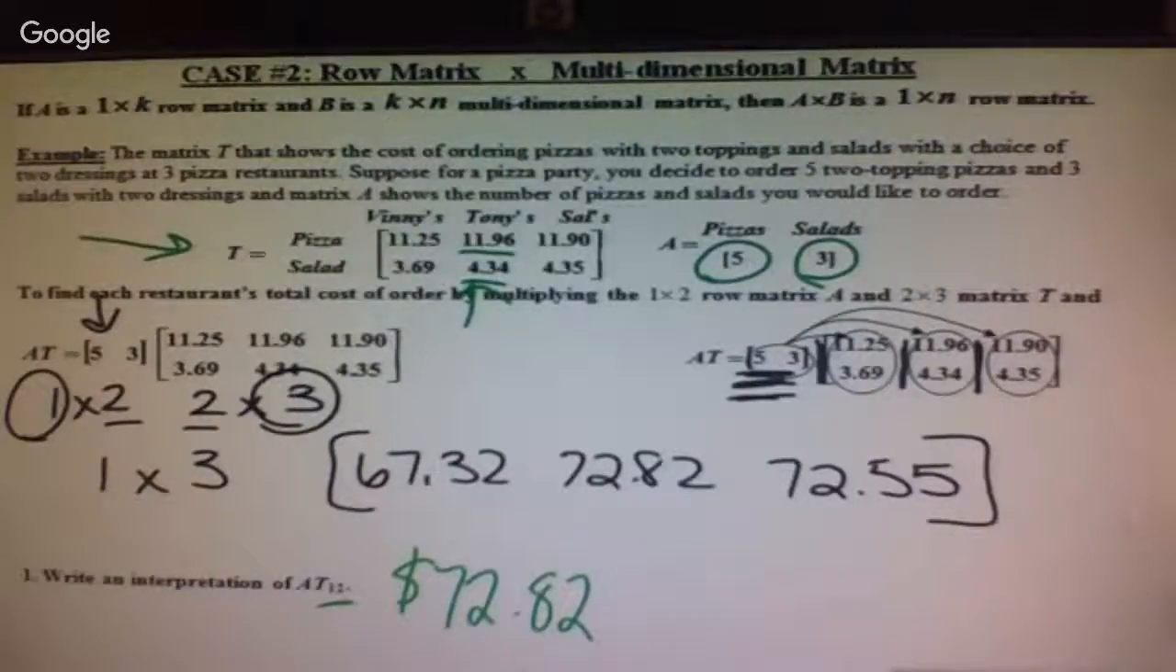So the second number represents the amount of 5 pizzas and 3 salads at Tony's. The first one would represent the amount of pizzas and salads at Vinny's. And your last one would be Sal's. You have to be able to interpret what you're actually doing.